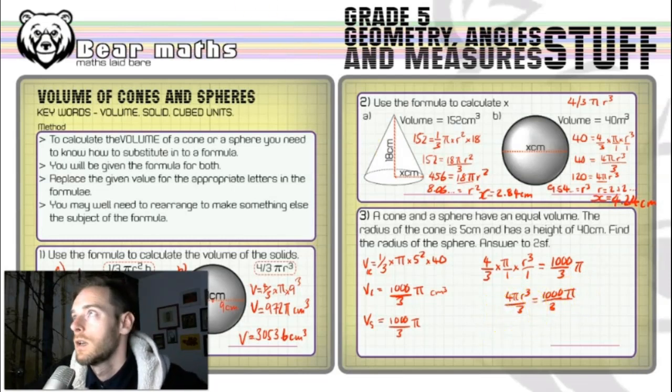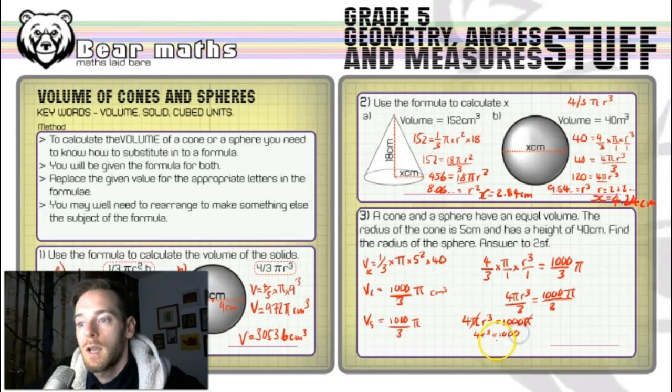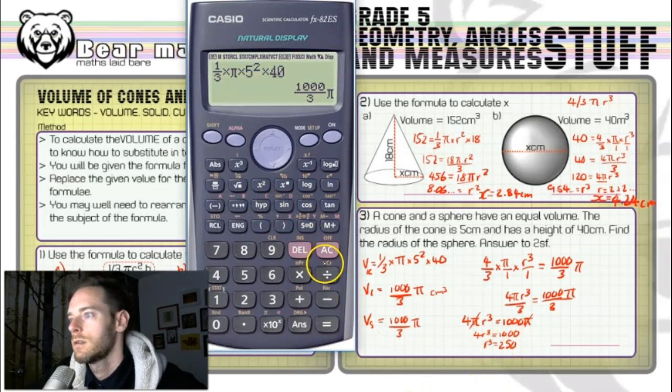So we've actually just got, and I'll write it over here, 4 pi r cubed equals 1000 pi. And then you can see that there's pi on both sides, so you can divide by pi. That cancels the pi on both sides. And then you've got 4r cubed equals 1000. Okay, and then divide both sides by 4, you get r cubed on its own there. And that's going to be 250 if you divide 1000 by 4. And then 250 cube rooted is all we need to do.